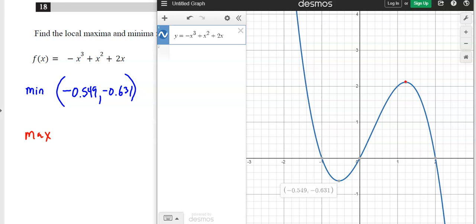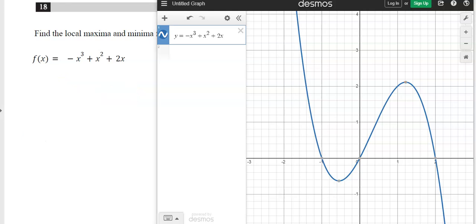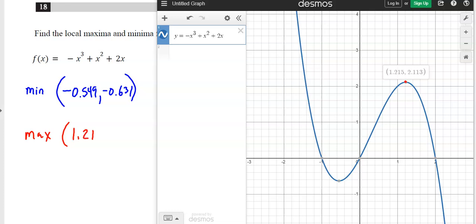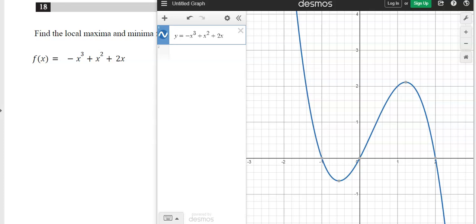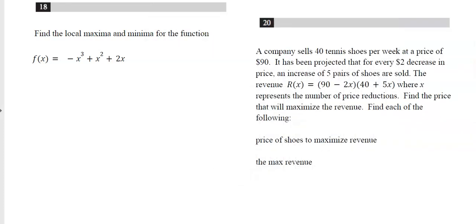And then my local max, my local high point, is going to be right over here. I'm going to put my cursor over there, and unfortunately I got to clear it out for it to show. But there is my max, and that's going to occur at 1.215, 2.113. All right, so you're just trying to find the local top and the local bottom. If you need help with your TI, just let me know. I will help you with that.